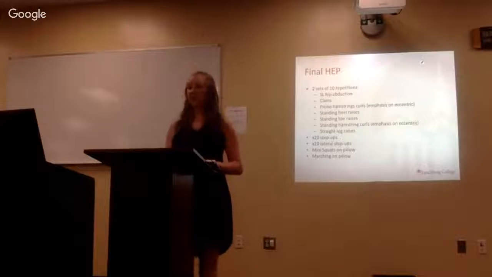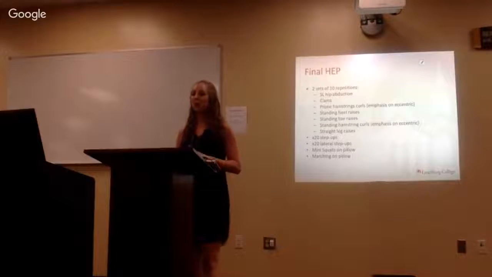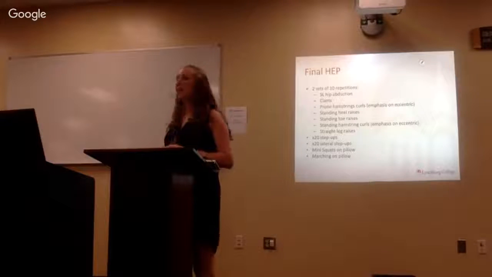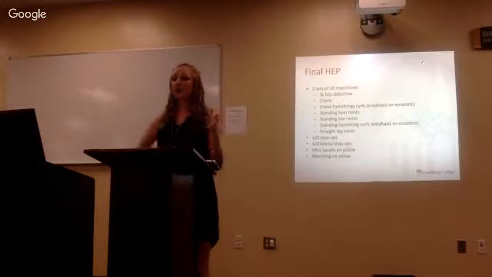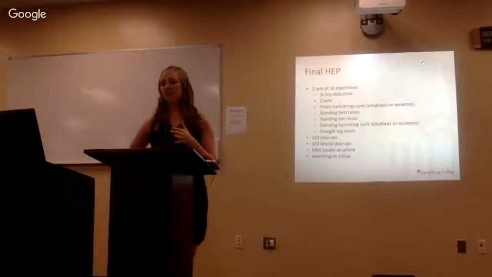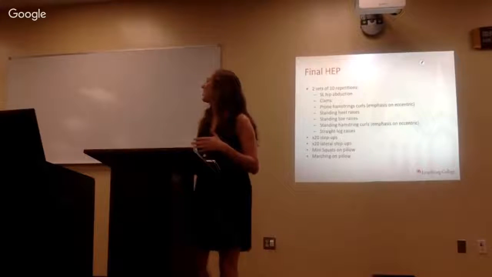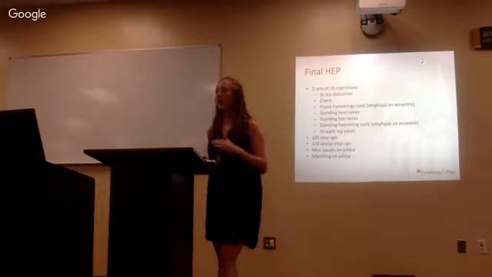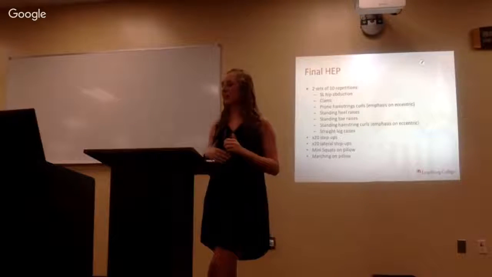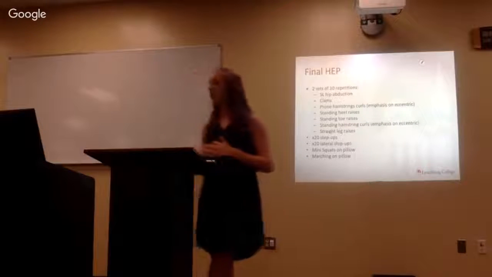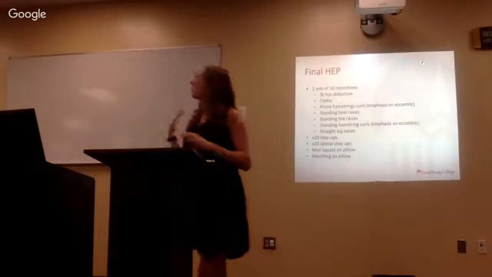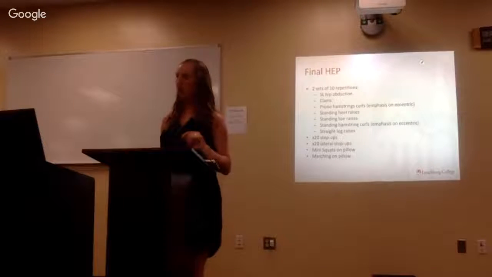So his final home exercise plan: I gave him some more basic strengthening that he could work on, and a little bit of balance that he could continue to do to bridge him over until he followed up with outpatient PT, which is about a week later, and they could update as needed. So I gave him sidelying hip abduction, clams, prone hamstring curls, standing heel raises, standing toe raises, standing hamstring curls, and straight leg raises, all with an emphasis on the right leg. We also did 20 anterior step-ups, 20 lateral step-ups, mini squats still on a pillow, and marching on the pillow.